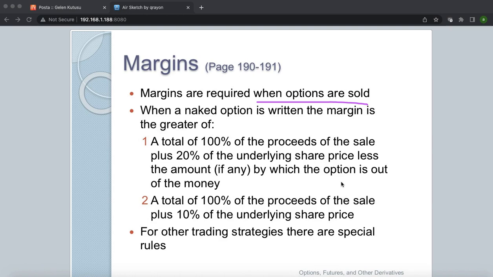So when a naked option is written, the margin is the greater of these two quantities. A total of 100% of the proceeds of the sale plus 20% of the underlying share price less the amount by which the option is out of the money. So this will be the margin calculation, and the second quantity is a total of 100% of the proceeds of the sale plus 10% of the underlying share price. This will be calculated, and we take the maximum, whichever is greater, that will be required as the margin for keeping this naked option position.